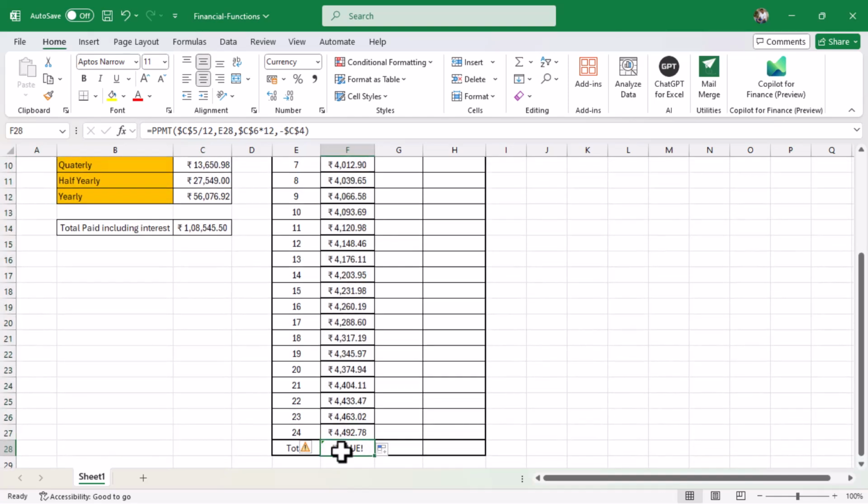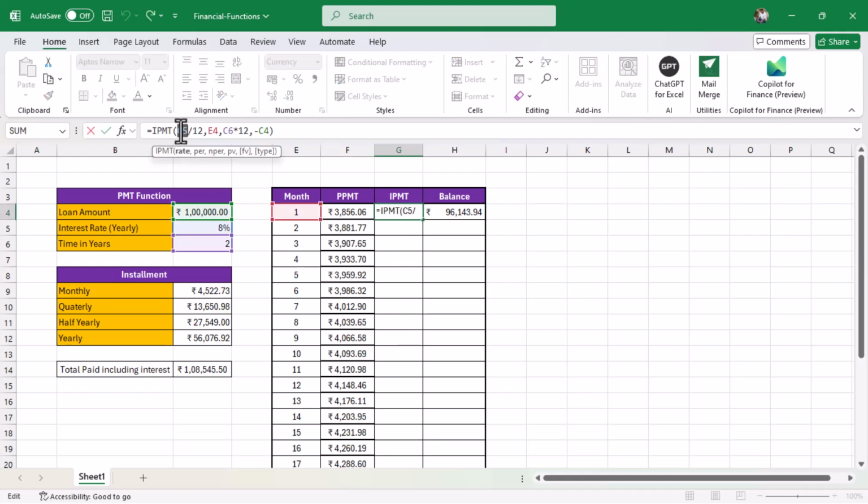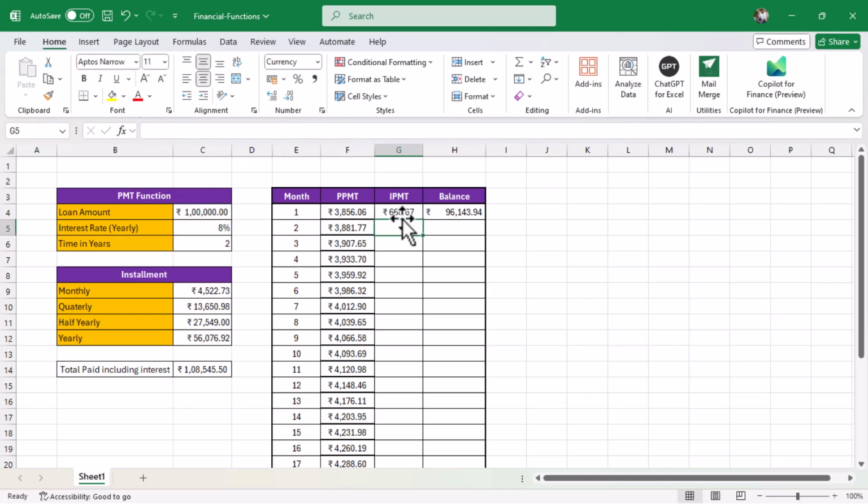Okay, now here you need not worry. Now I want to calculate the IPMT. So again I'll make some changes. I'll lock this value by pressing F4. I'll lock this value by pressing F4. And I'll lock this value also by pressing F4. And I will hit enter. And then I'll just copy the formula down.